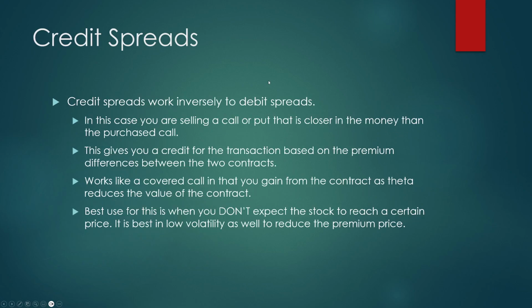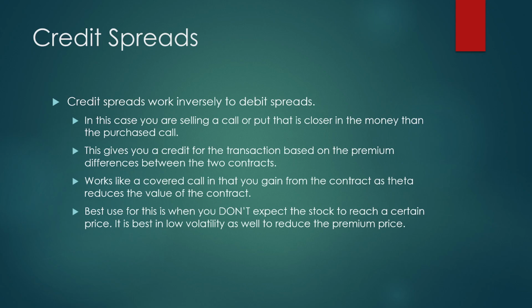Credit spreads kind of work inversely to that. In this case, you are selling a call or a put that's closer in the money than the purchased call, and you get a credit for the transaction based on the premium differences between the two contracts. So if you sell one call that's going to be, let's say, $100, and the one that you purchase is going to be $50, then you're going to receive a $50 credit just because of the difference in the two premiums.